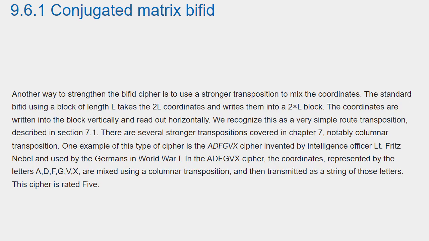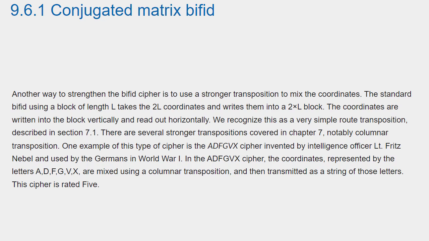Another way to strengthen the Bifid cipher is to use a stronger transposition to mix the coordinates. The standard Bifid using a block of length L takes the 2L coordinates and writes them into a 2 times L block. The coordinates are written into the block vertically and read out horizontally. We recognize this as a very simple route transposition, described in section 7.1. There are several stronger transpositions covered in chapter 7, notably columnar transposition.